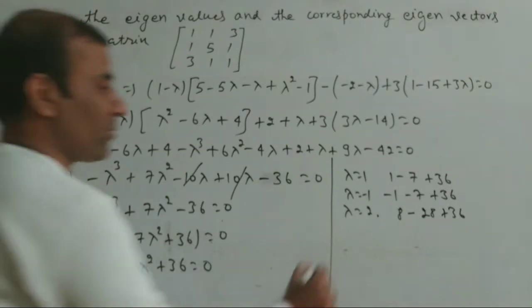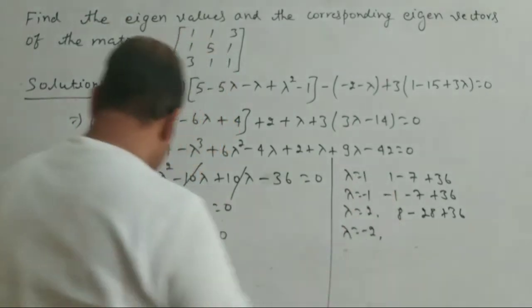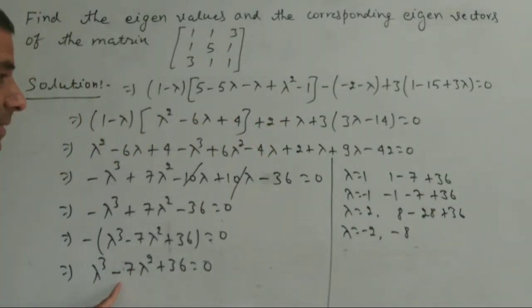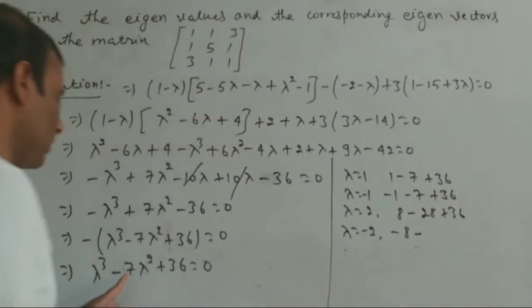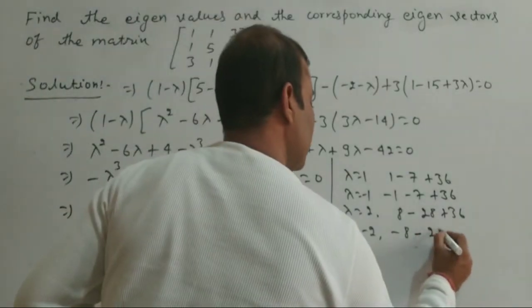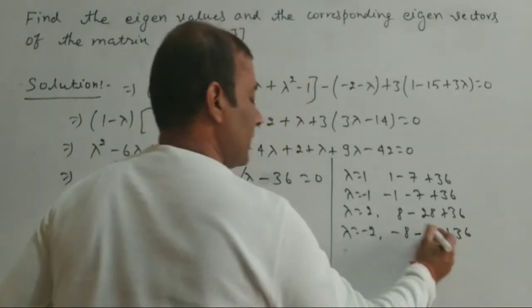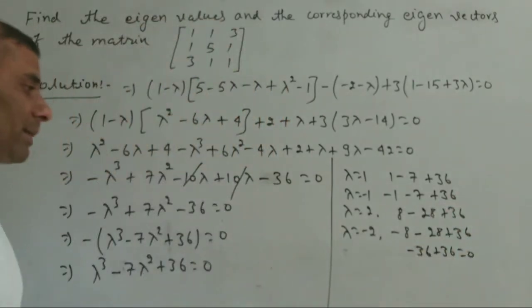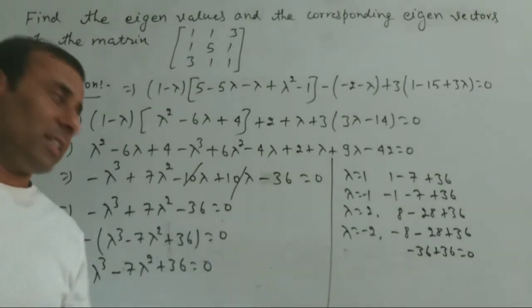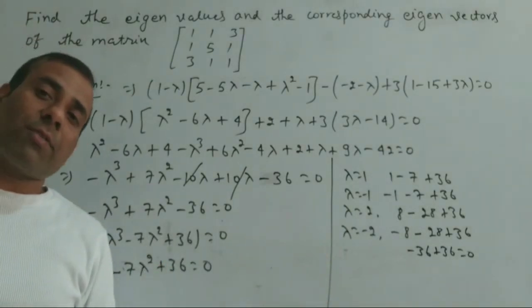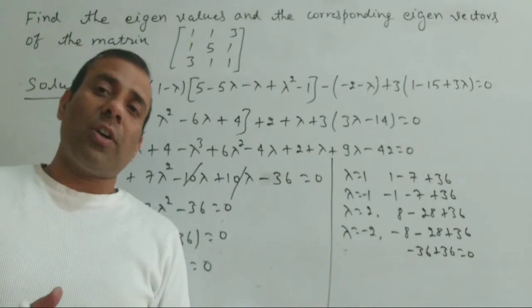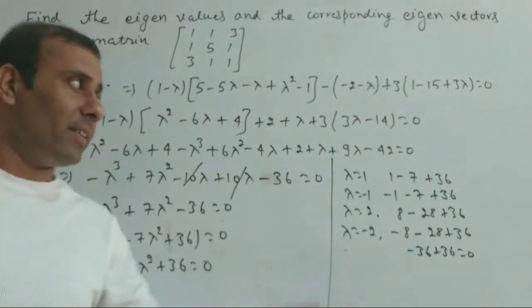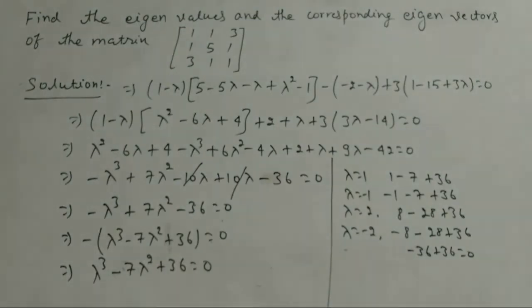When you put lambda equals minus 2, it becomes minus 8, and this is minus 2 to the 4, 7 times 4 is 28, minus 28 plus 36, that is minus 36 plus 36, which means 0. It means lambda equals minus 2 satisfies this equation. So lambda equals minus 2 is one of its roots. Clear?